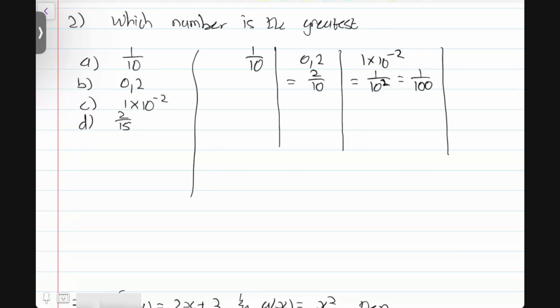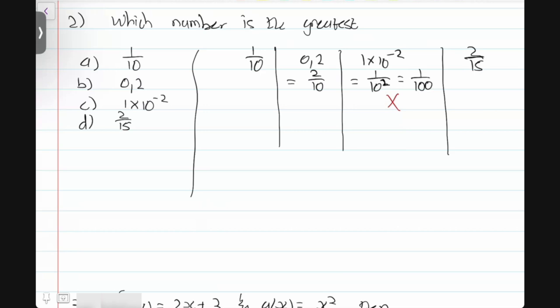Now the next one is 2/15. Now this is where it gets cool. Obviously, immediately we can see that the 1/100 one is nonsense. It's very difficult to get to, it's already going to be the smallest. There's no way 1/100 is going to be the biggest number, so it's not going to be correct. We can take that away.